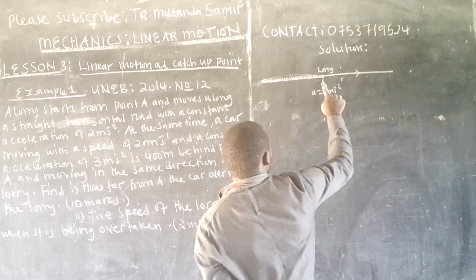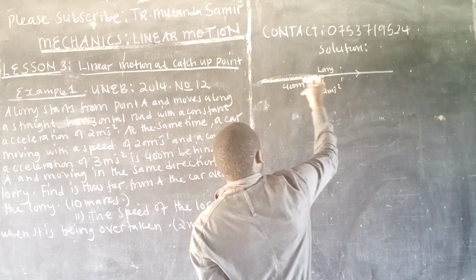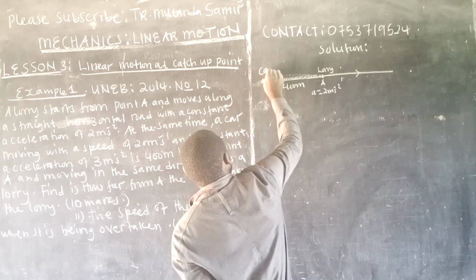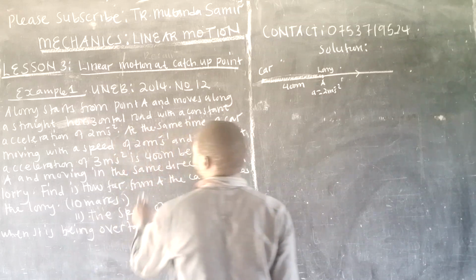So the lorry starts at point A, but the car is 400 meters behind point A. That means the car is here. That's the point where we have our car. Okay, and what were the details of the car?